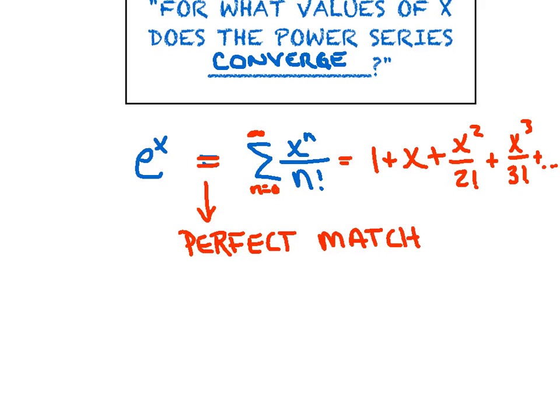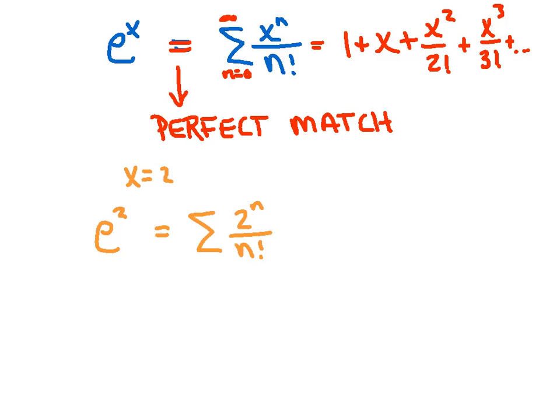So the question becomes, can I substitute? Can I take something like maybe x equals 2, substitute it into both sides, and say that e squared is perfectly equal to this power series over here, 2 to the n over n factorial? Are those truly perfect matches? That becomes the question. Or does it work for every single value of x, or does it work for only some values of x? And that's the question we're going to continuously pose over and over again. We said it's equal, but is that true for every value of x or just some?